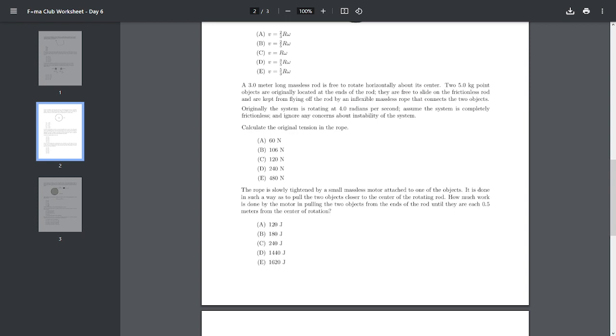All right, next, the rope is slowly tightened by a small massless motor attached to one of the objects. It is done in such a way to pull the two objects closer to the center of the rotating rod. How much work is done by the motor by pulling the two objects from the ends of the rod until they are each 0.5 meters from the center of rotation?